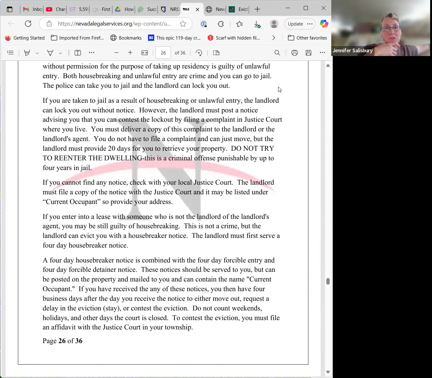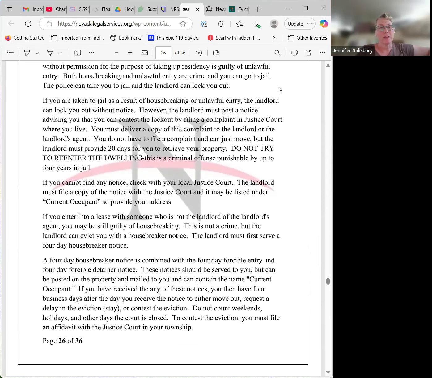However, the landlord must post a notice advising you that you can contest the lockout by filing a complaint, and you must deliver a copy of this complaint to the landlord or landlord's agent. You do not have to file a complaint and you can just move, but the landlord must provide you 20 days to receive your property. Don't try to re-enter the dwelling. This is a criminal offense.